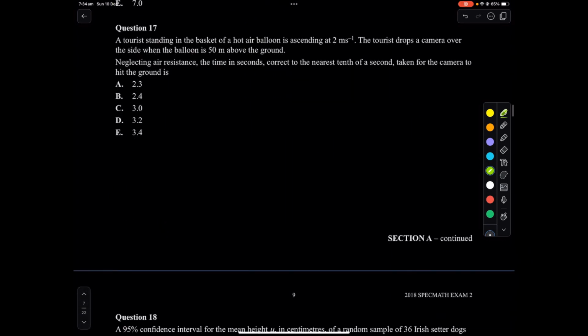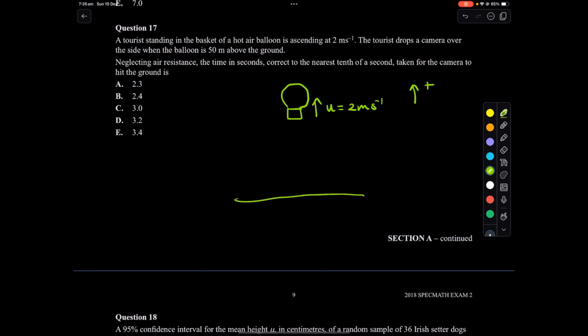Nice. Question 17. A tourist standing in a basket of a hot air balloon is ascending at 2 meters per second. So imagine, let's say you have a box. Let's say that's the passenger, and a hot air balloon is going to look like this. And so it's initially going up at 2 meters per second. And we'll take up as positive, okay? The tourist drops a camera over the side when the balloon is 40 meters above the ground.